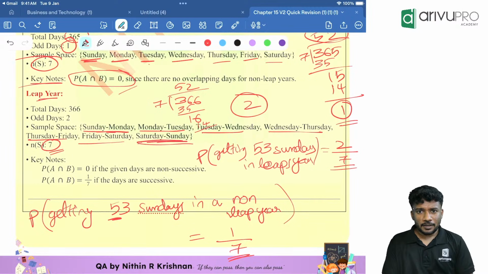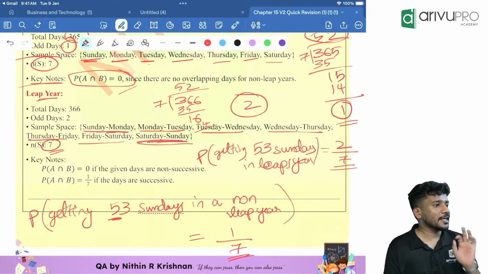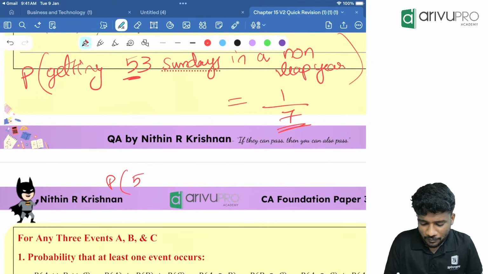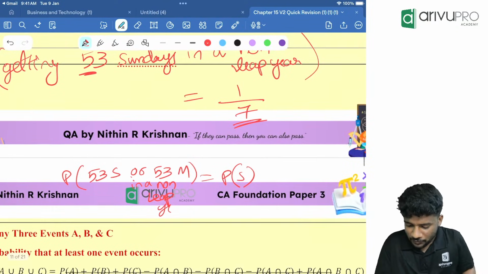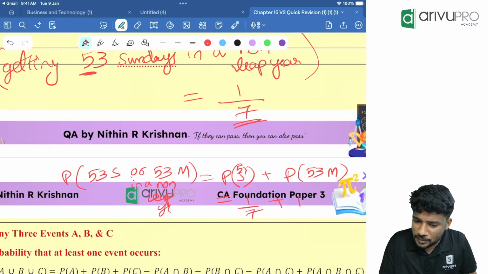Now, what if the question is like this? Probability of getting 53 Sundays or 53 Mondays in a non-leap year. Whenever 'or' is coming into the picture, it is the probability of getting 53 Sundays plus the probability of getting 53 Mondays, which is 1 by 7 plus 1 by 7, equal to 2 by 7.